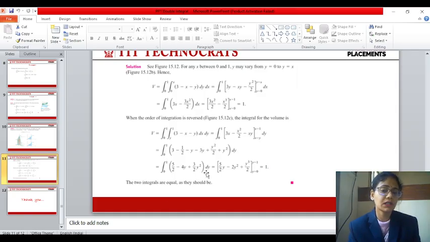Now integrate with respect to y. This will be 5 by 2 times y, minus 2 times y square, plus y cube by 2. Put the upper limit of y, which is 1, and the lower limit, which is 0. Simplify, and you will get 1. So you can see that on changing the order of integration, the answer is the same. Thus the two integrals are equal, as they should be according to Fubini's theorem. So this is the multiple double integral. Thank you.